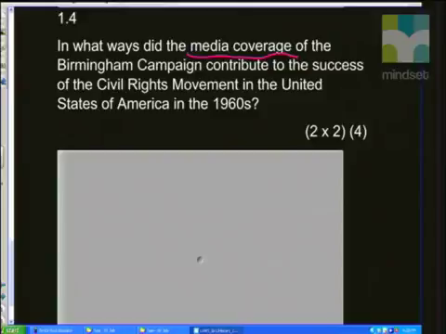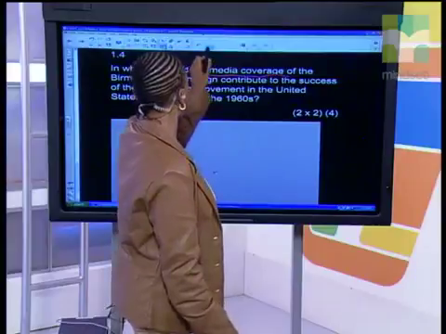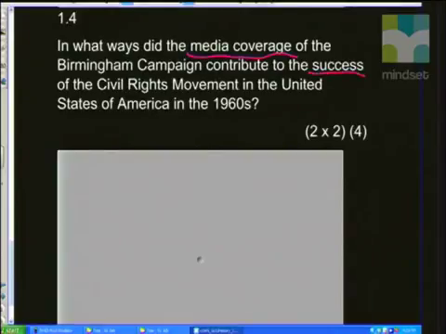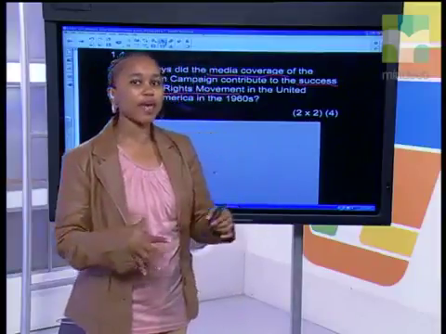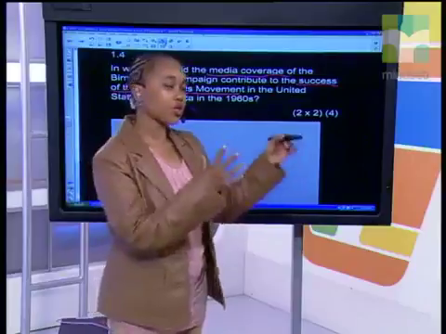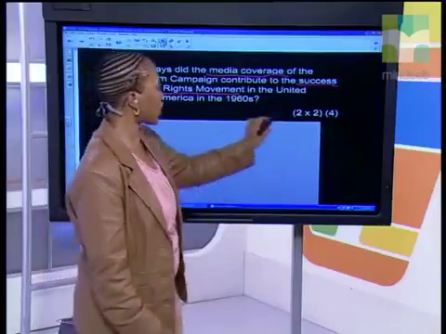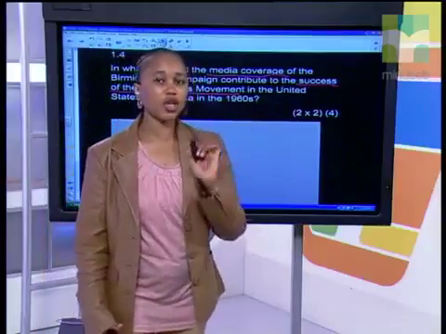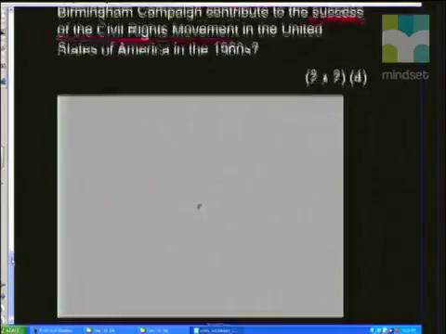Now this question already tells you that the civil rights movement had, I'm going to underline, the success of the civil rights movement in the United States of America in the 1960s. Okay, there were some failures in some parts of the country. But remember, we're looking at this Birmingham campaign and how it contributed to what was going on. And again, your mark allocation is very important. 2 times 2 equals 4. That means you need to give 2 separate points. Now let's look at a possible response there to answer that question.